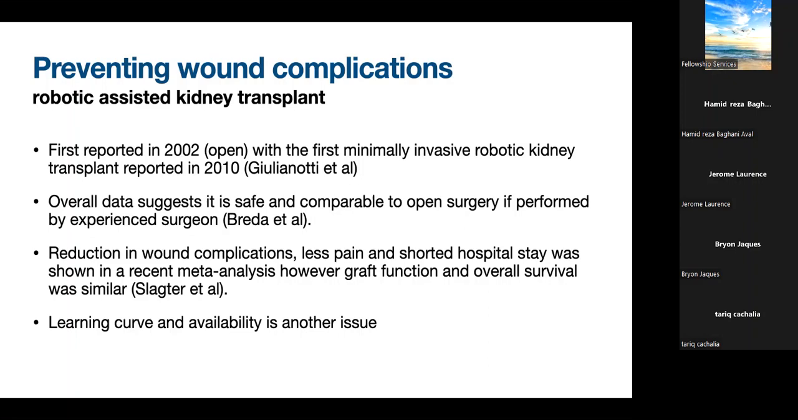A more recent meta-analysis from earlier this year shows a reduction in wound complications, less post-operative pain, and possibly a shorter hospital stay, but there's no impaired graft function, and overall survival was similar. The learning curve and availability of somebody to teach you, as well as a robotic device, is obviously another issue.